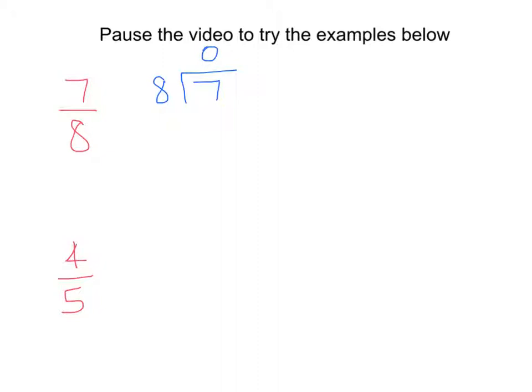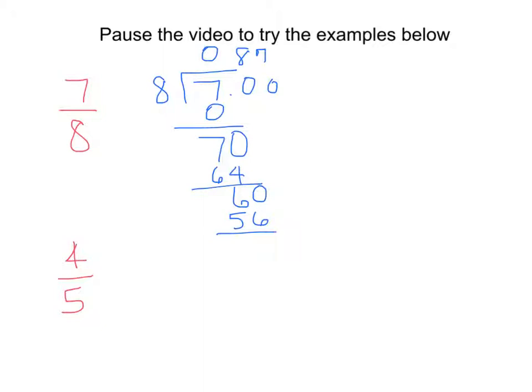It is 0. So when we do out the math, we have 7. We add a decimal point and a 0. So now we have 70. 8 can go into 70 8 times. 8 times 8 is 64. With 6, we can add another 0. So now we have 8 goes into 60 7 times. We have 56. With 4 left over, we can add another 0 to make this 40. 8 goes into 40 5 times.